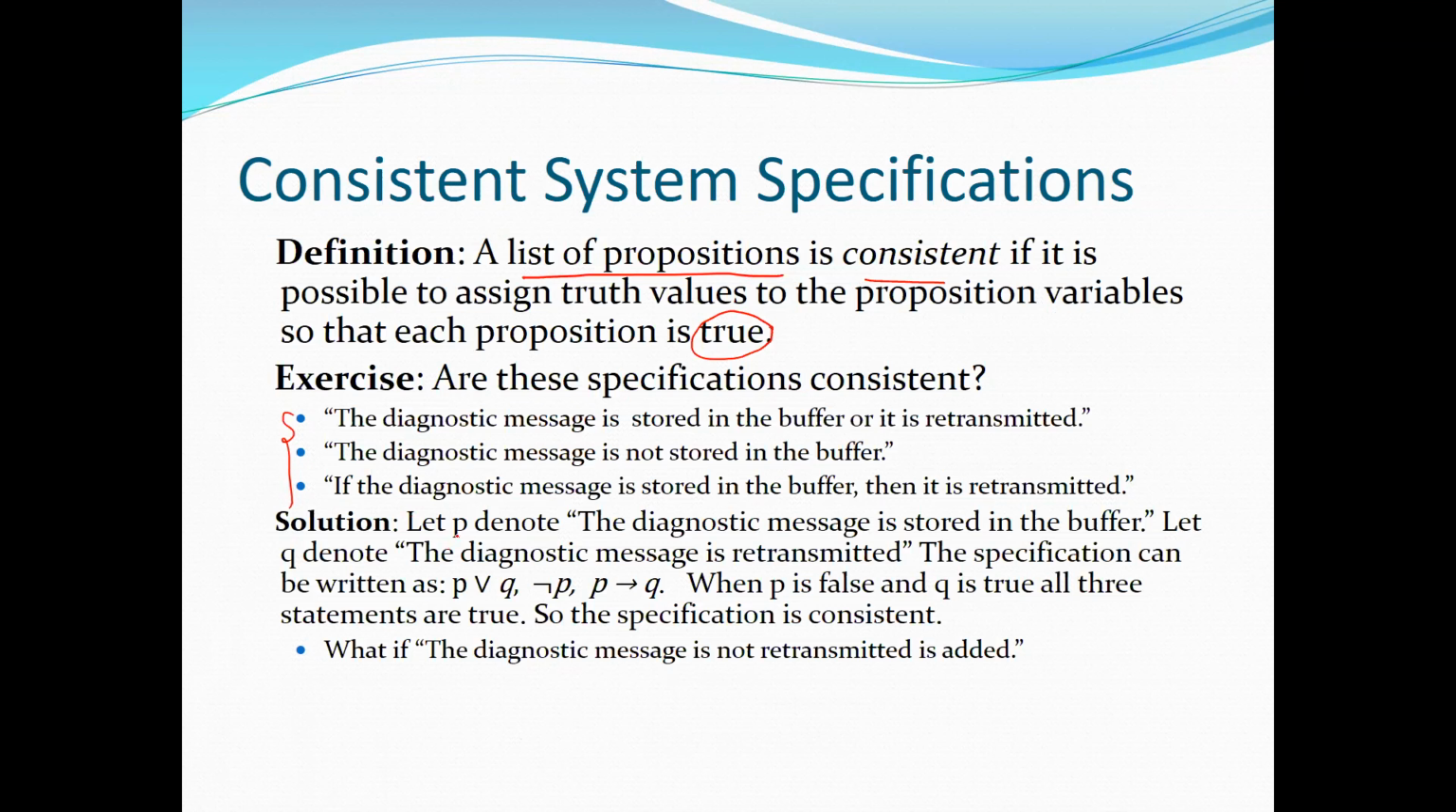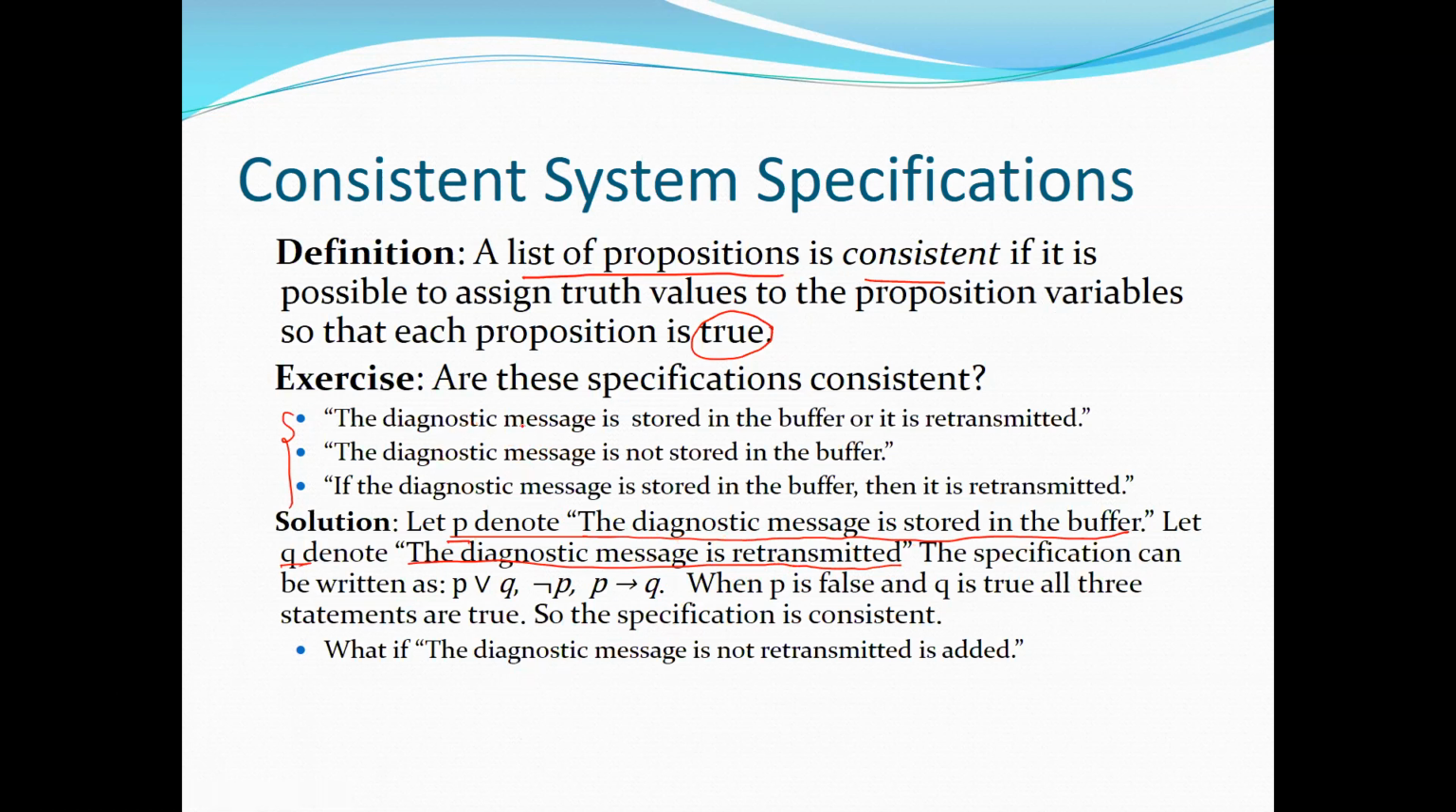So let's define: let P denote the first atomic proposition, the diagnostic message is stored in the buffer. And Q says the diagnostic message is retransmitted. And then let's see what the first statement says.